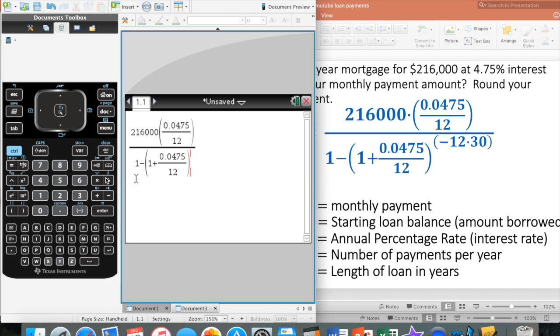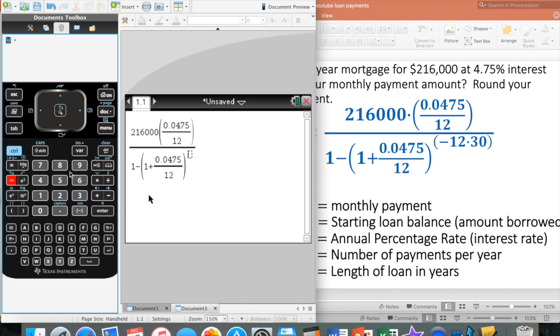Now on this other side, this is all raised to the power of negative 12 times 30. So this little circumflex, we click that button there, and that gives me all raised to a certain power. I'm going to go all raised to the negative 12 times 30. Make sure it looks exactly like what we've got over here, and then just hit enter, and that will spit out the answer for you.